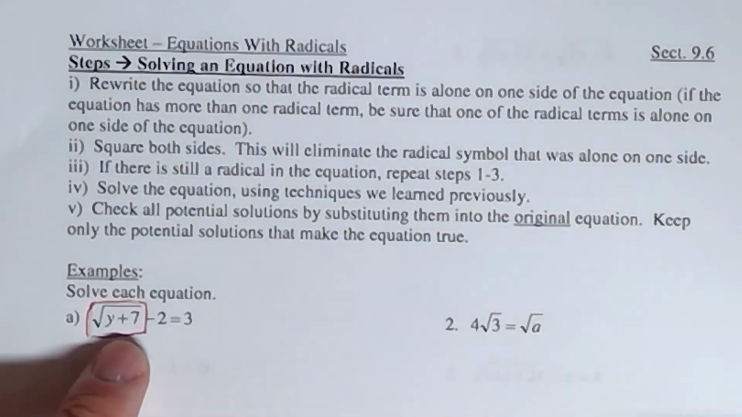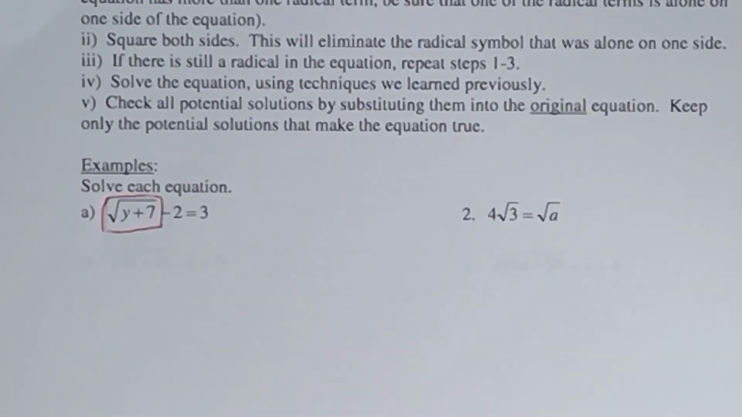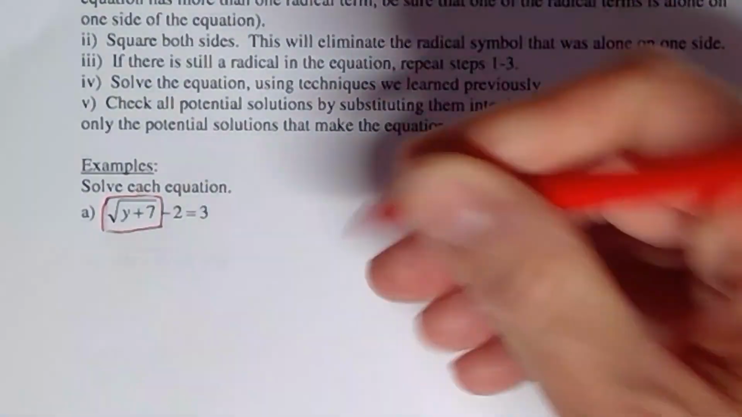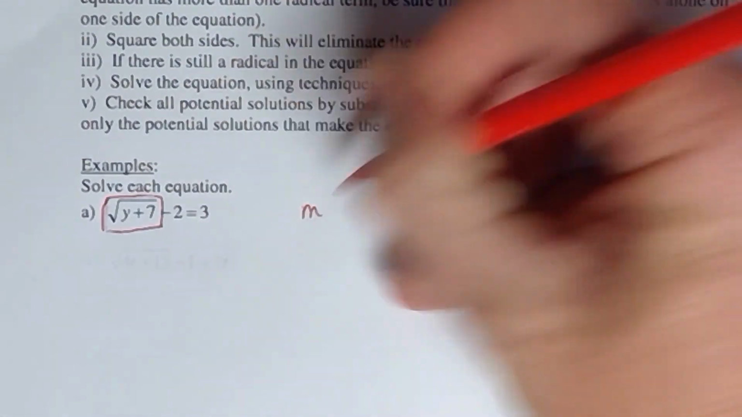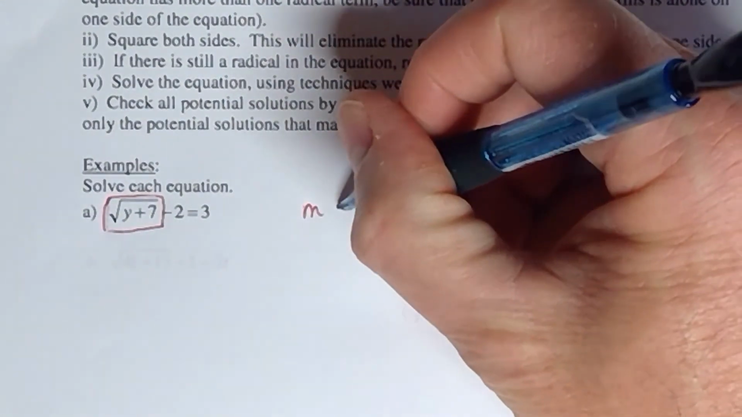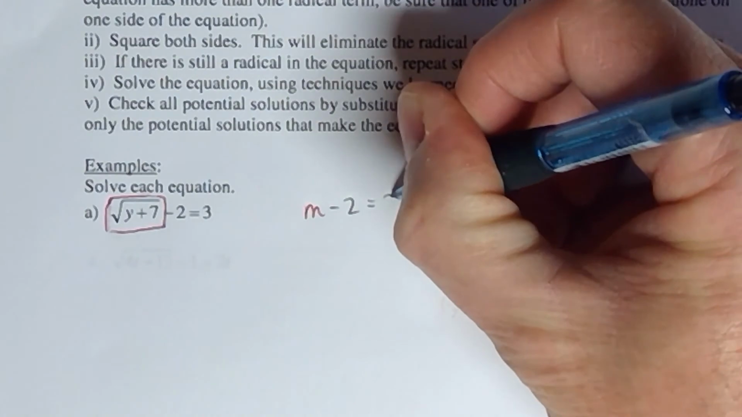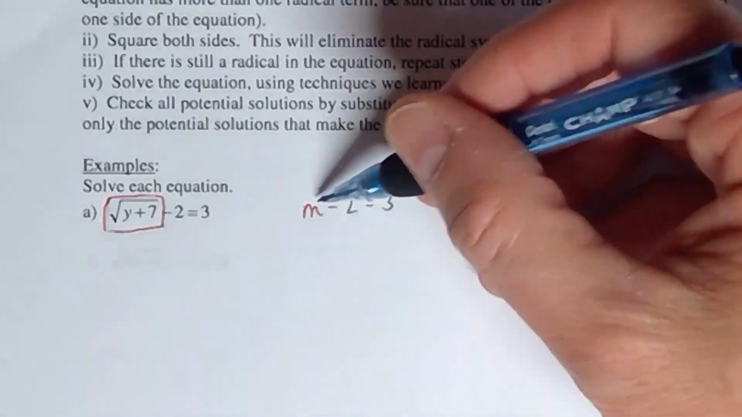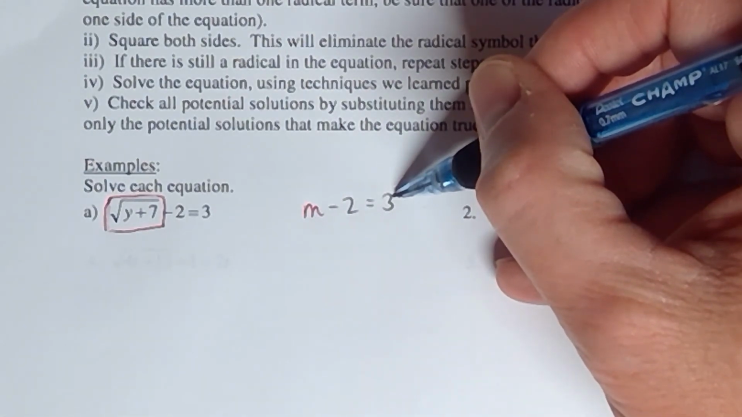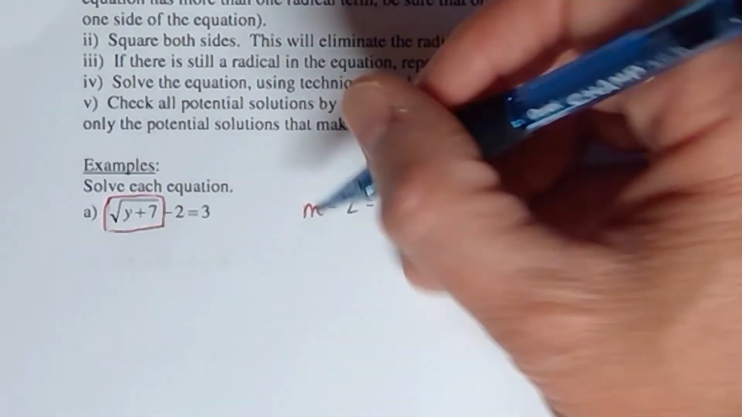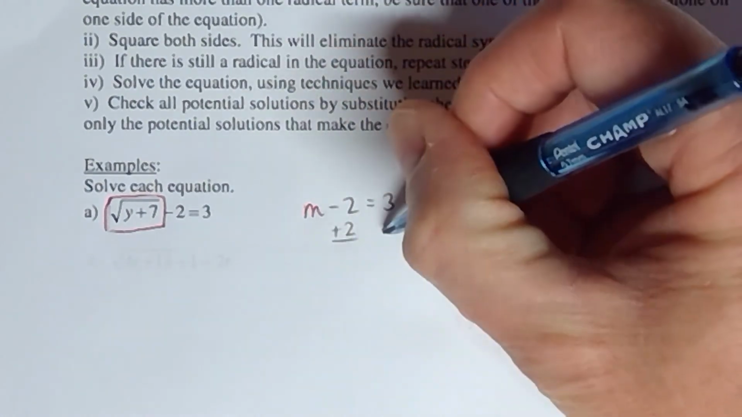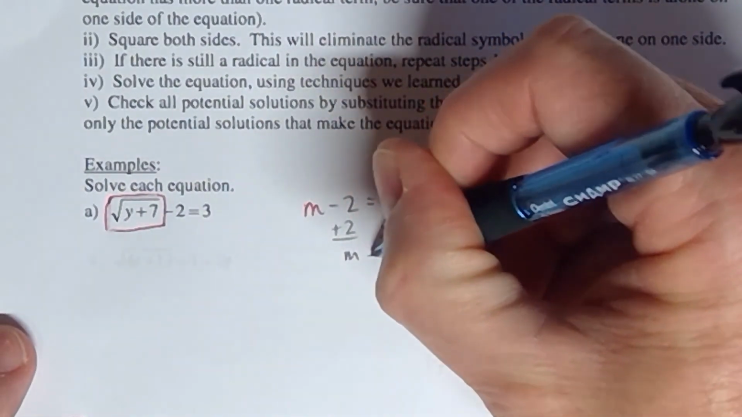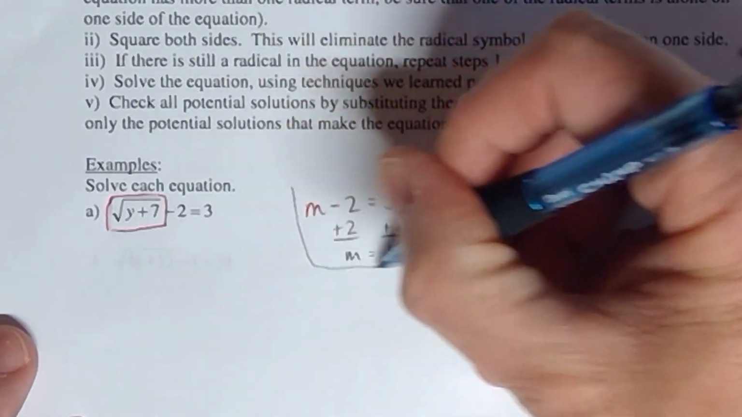This box is what I want to get by itself. That's the radical term. So I'm going to pretend that it's a variable again, just like we did in the square root properties section. How do I get that variable by itself if it's m minus 2 equal to 3? Well, this is a linear equation now, because I changed it to an m. Since it's a linear equation, we know we need to get the 3 and the 2 on the same side, and we get m equal to 5. And I got m by itself.